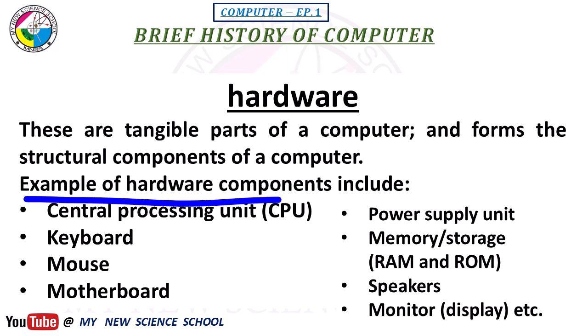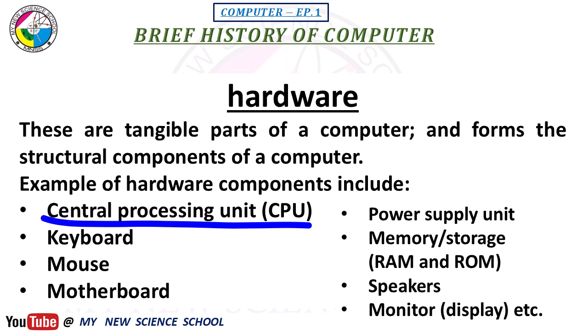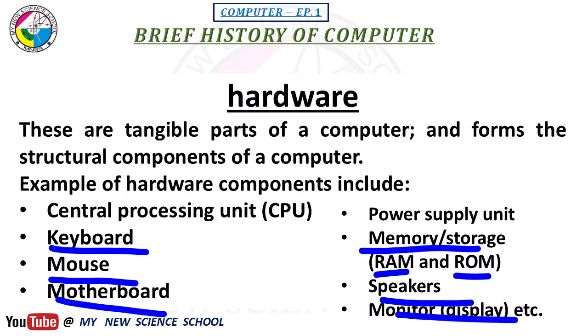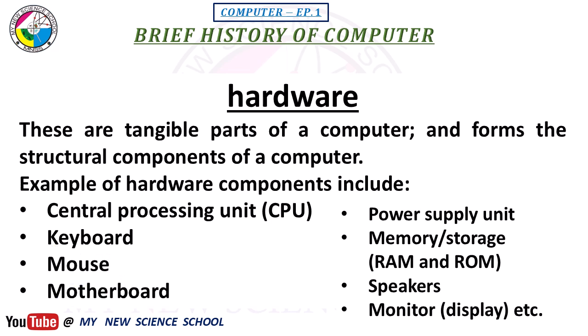Examples of hardware components of a computer include the central processing unit, I have a picture of it, and keyboard, then mouse, then motherboard, then power supply unit, then memory, which could be RAM or ROM, then speakers, then monitor. Monitor means display, not class monitor. And by display, we mean the screen. So that is the monitor.